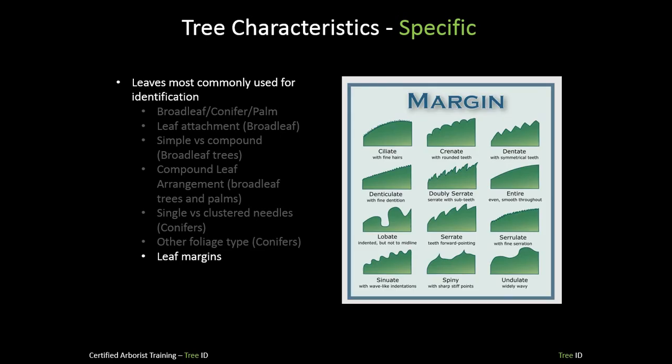There's names for leaf margins. So the edges of leaves. We have things like ciliate, which have fine hairs. Crenate, which have round teeth. Dentate, sounds like dental, right? Have just symmetric teeth.